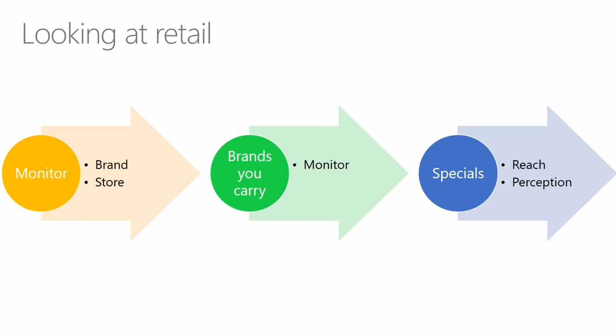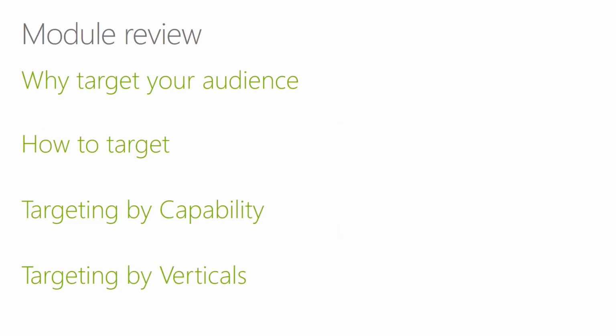And then what is the impact if we run specials or have events? Is the reach as far as we'd like it to be? Is the public perception the quality that we'd like it to be? So in this module, we talked about why and how to target your audience. We talked about different targeting strategies, both based on capability and based on verticals.